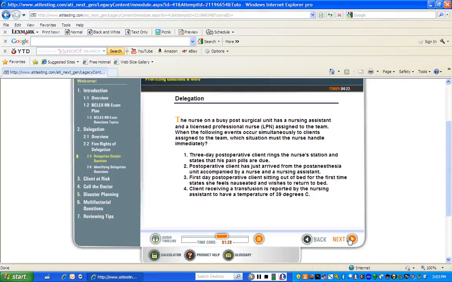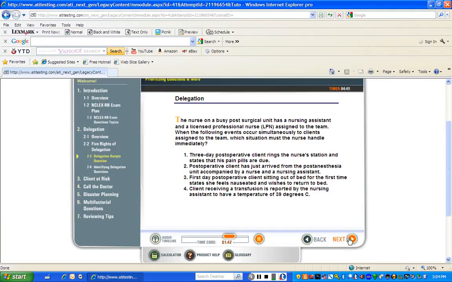First day post-operative client sitting out of bed for the first time states she feels nauseated and wishes to return to bed. This client is reporting acute distress, however, assistance with mobility is well within the scope of practice for the nursing assistant. The nurse could delegate the nursing assistant to handle this client situation.